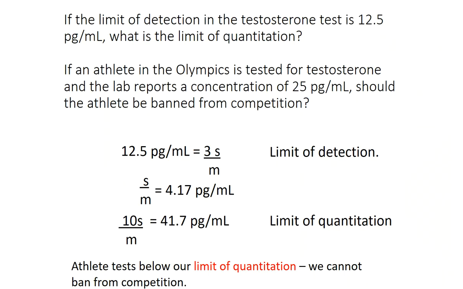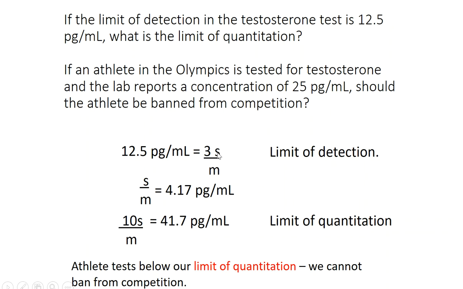So here's a problem you might see with limit of detection. Here is the limit of detection they quantified using their assay, and we want to know what the limit of quantitation is. So if an athlete in the Olympics is tested for testosterone and the lab measures 25 picograms per milliliter, should the athlete be banned from competition? So let's use our limit of detection information and compare it to this to decide whether we can ban the athlete. So the limit of detection formula is 3 times the error in y divided by the slope.